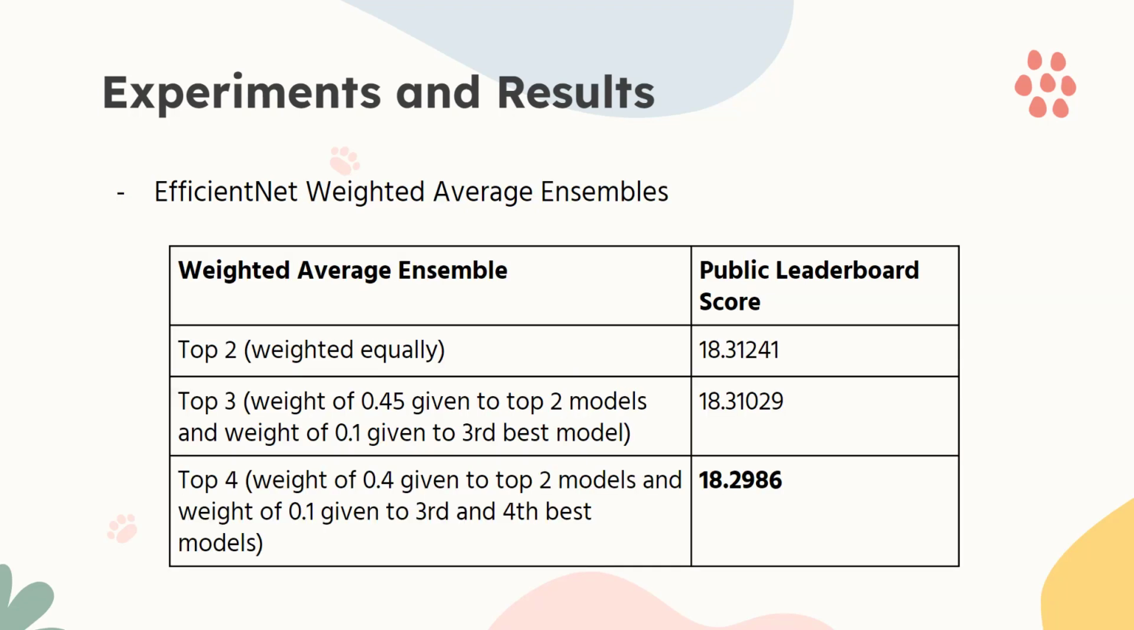To further improve on our public leaderboard score, we try weighted average ensembles of the top 2, top 3, and top 4 models from the previous EfficientNet experiment. The results are shown here. We can see that the weighted average ensemble of the top 4 EfficientNet models gave the best public leaderboard score.